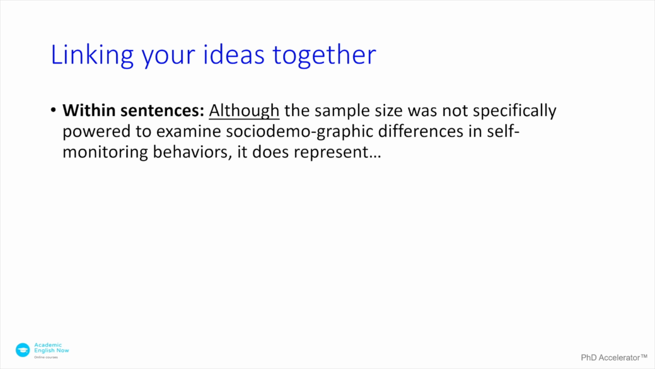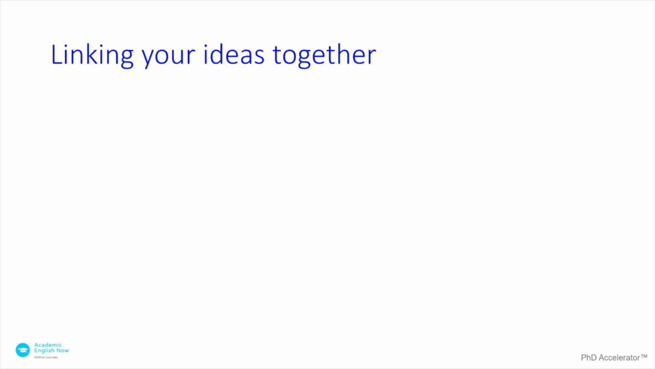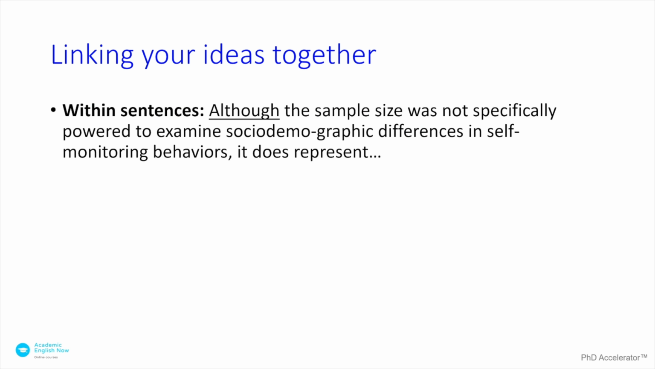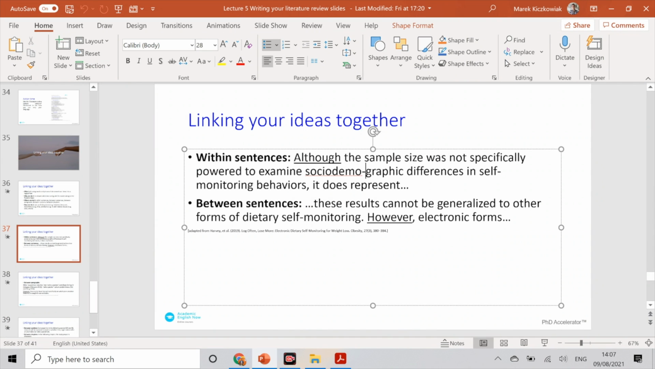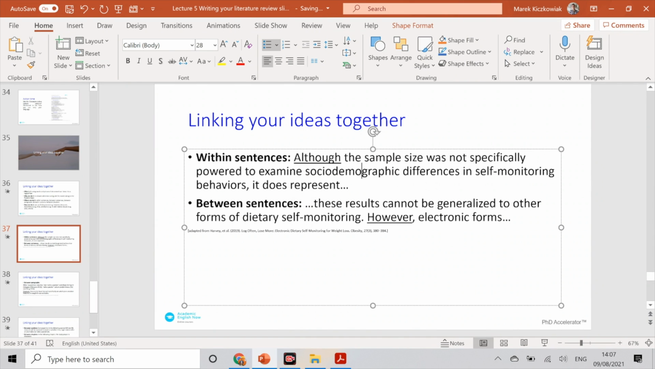So let's give a couple of examples. Maybe this was a little bit high level, theoretical. Let's dive into some practical examples here. So how can we do it within a sentence? Well, for example, like this, using although: Although the sample size was not specifically powered to examine socio-demographic differences, the spelling is wrong actually here. There shouldn't be a hyphen.